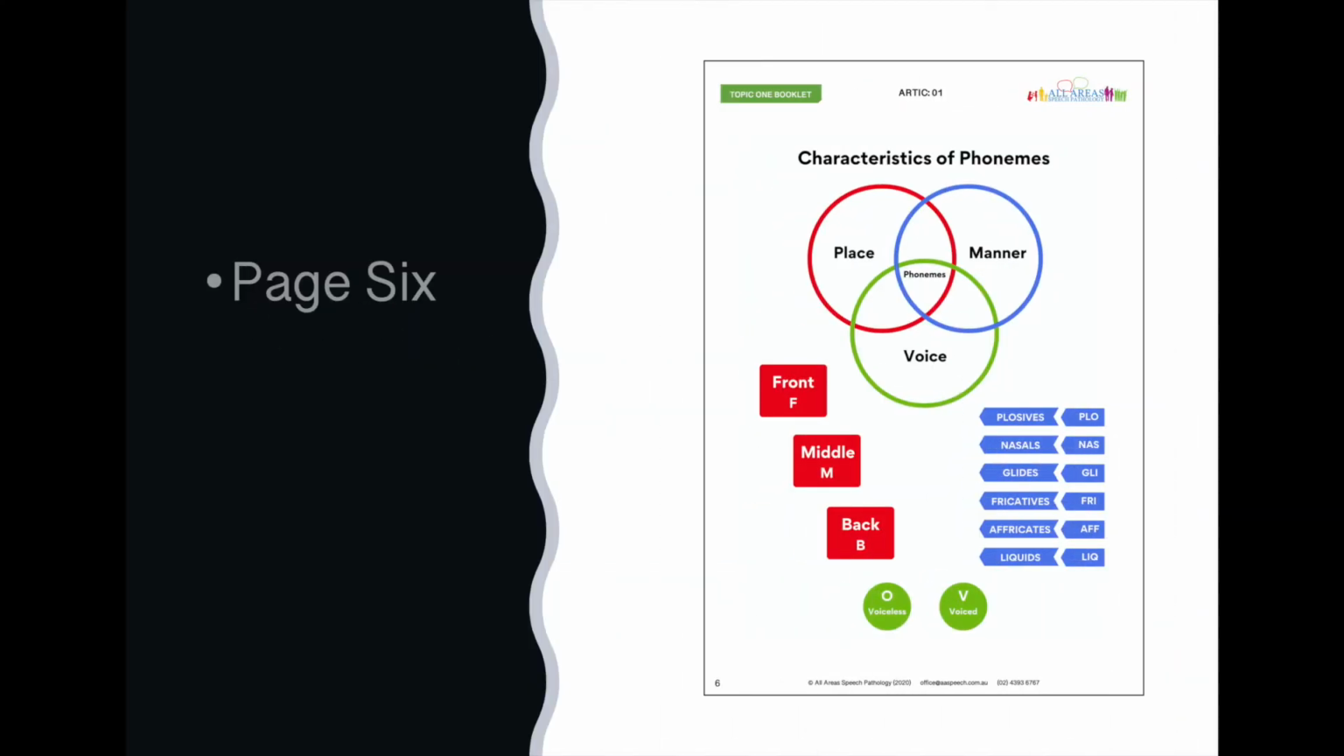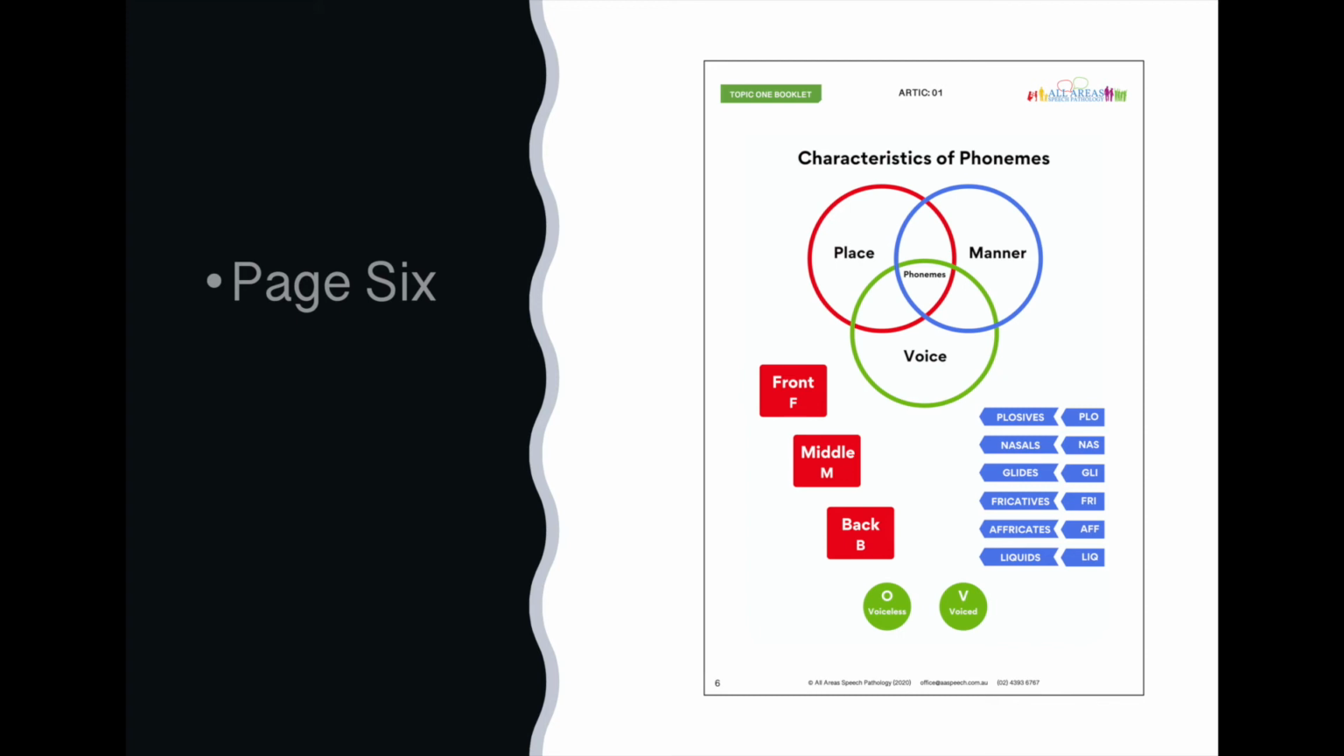How did you go with that activity page? Starting to get an idea of what articulators are making the sounds and where they're made? So now we're looking at page 6 of the booklet, and this is something that you might like to print off, even in colour, and make like a little poster. You're very welcome to put it up somewhere just to remind you.